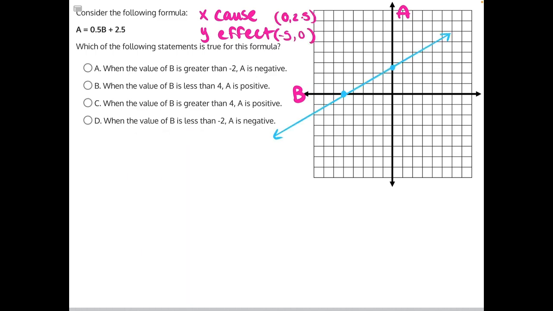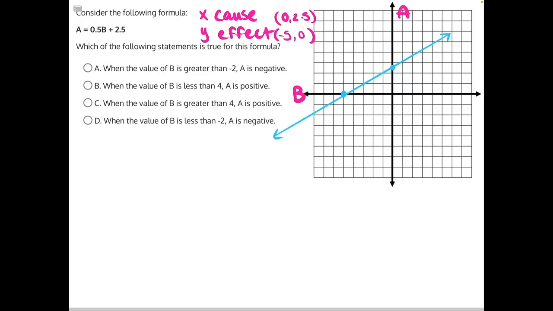So now that we have our two coordinate points, I will go ahead and graph, and I'll be right back. Now I've plotted our two intercepts, one at 0, 2.5, so I went up 1, 2.5, and to the right 0. And then negative 5, 0, where I went to the left 1, 2, 3, 4, 5, and up 0. Now we can take a look at our answer choices.